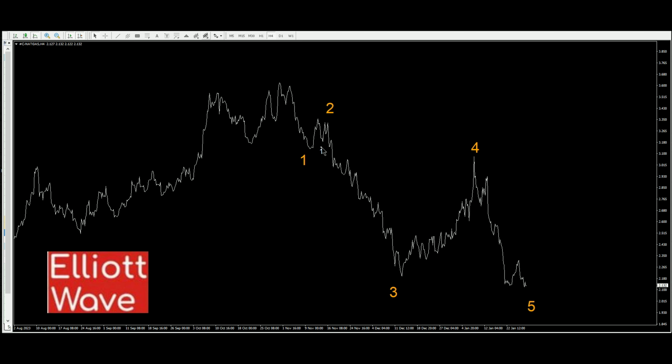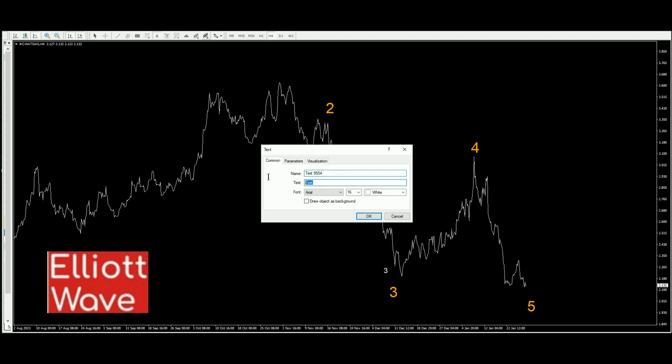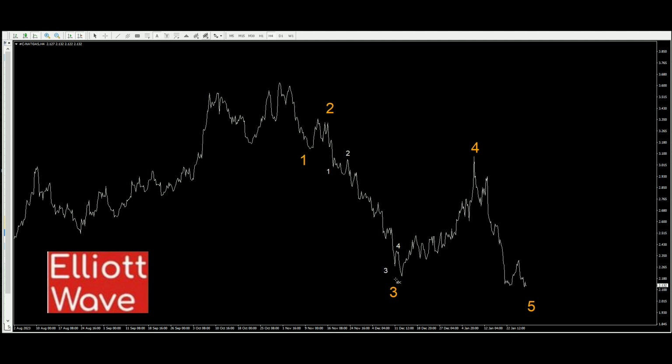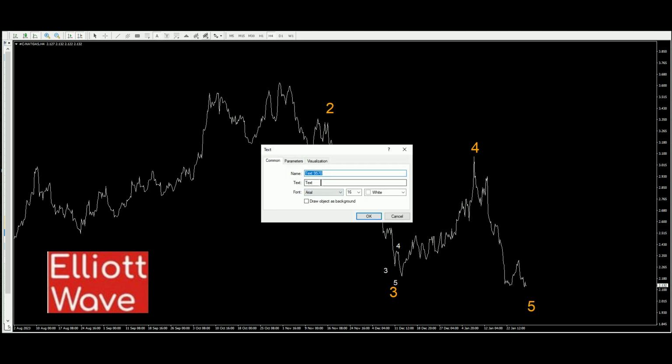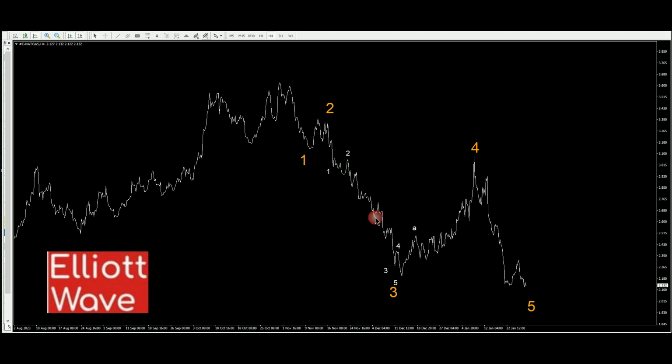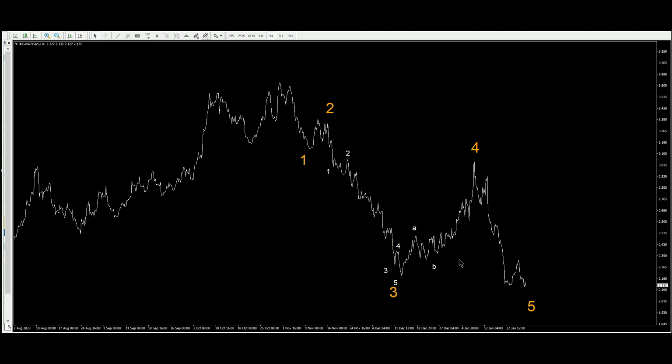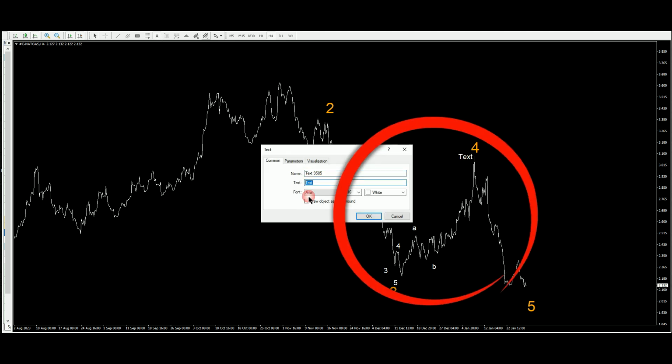This is wave 1, 2, and 3, 4, and 5. Okay, and this is before, and it's clear this that was A, B, C.